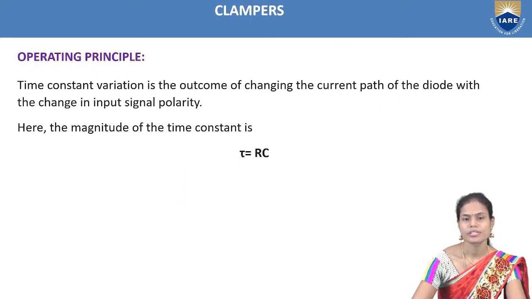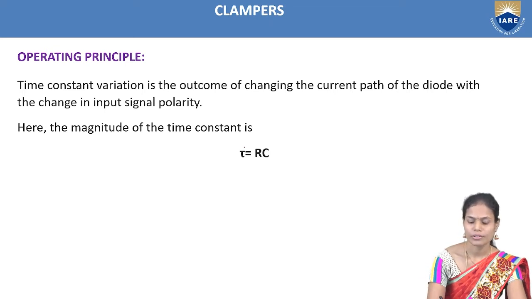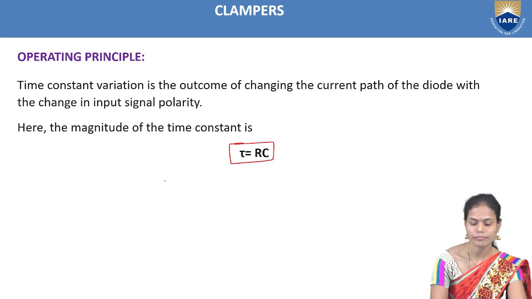So next, if you see the operating principle of the clamper circuit, here tau equal to RC. We have already discussed that tau is nothing but the time constant of the circuit. And this variation of the time constant depends upon the applied input voltage, the polarity of the applied input voltage, as well as the status of the diode in the circuit, whether it is in the conduction mode or in the non-conduction mode.